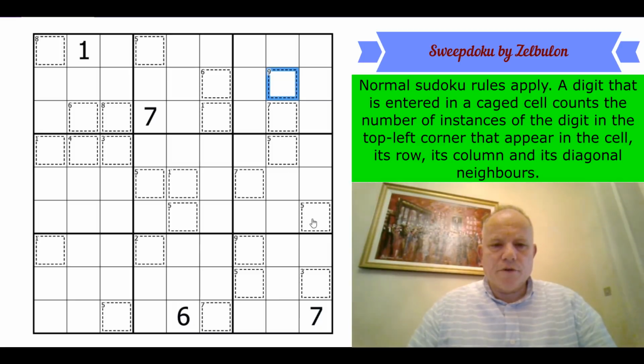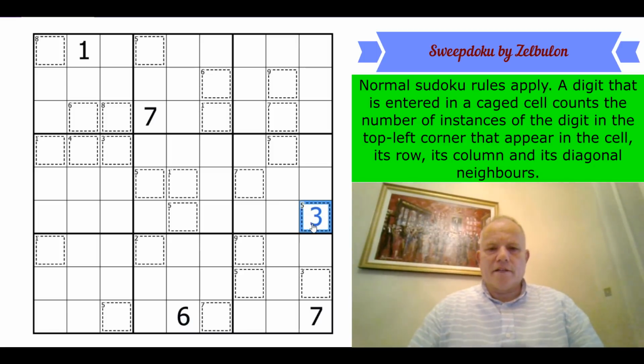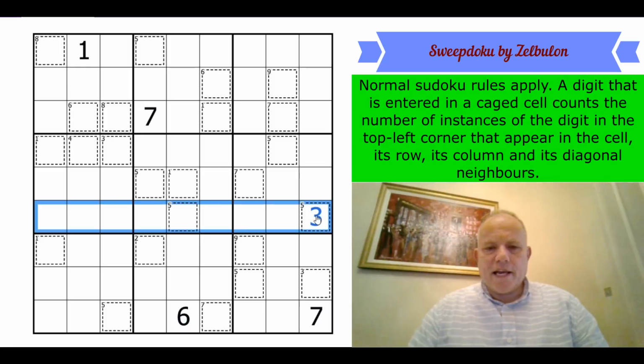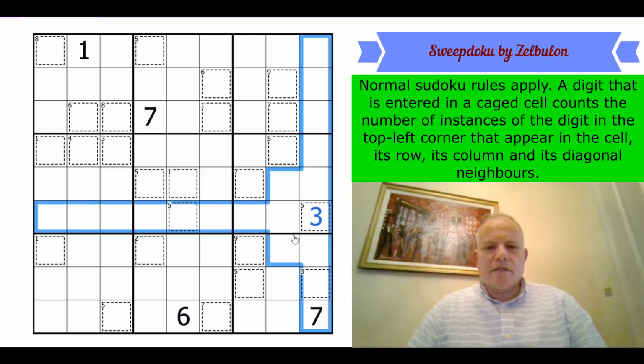So let's just choose this caged cell at random. Now, imagine that had a 3 in it. That is counting the number of instances of 5, the number in the top left corner of the cell, that appear in the cell, its row, its column, or its diagonal neighbours. So that 3 is telling you that there are 3 5s in this highlighted section of the grid.